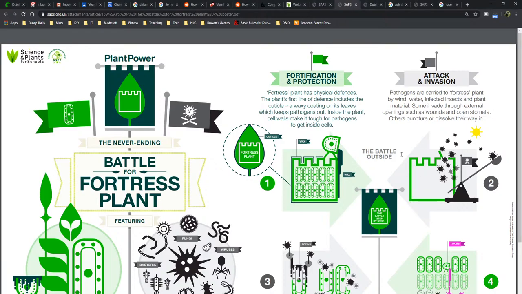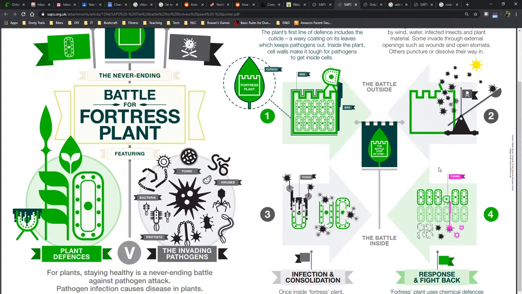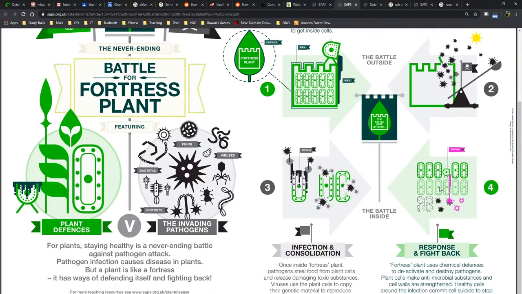Now, things that the plant can actually do to try and recover from this one. In some cases, what they'll do is they'll start strengthening the cell walls and they'll start growing new cells around the outside.